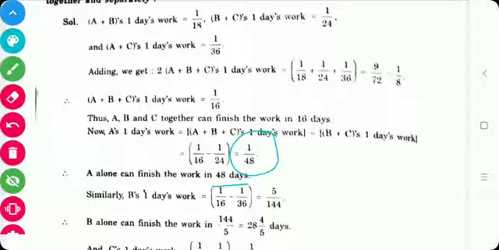Similarly, B's 1 day work is equal to (A plus B plus C) minus (A plus C). So A plus B plus C is 1 upon 16 and A plus C is 1 upon 36. So it is 1 upon 16 minus 1 upon 36, which is 5 upon 144. So B alone can finish the work in 144 divided by 5, which means 28 and 4 upon 5 days.